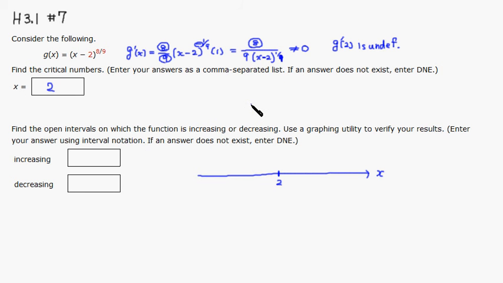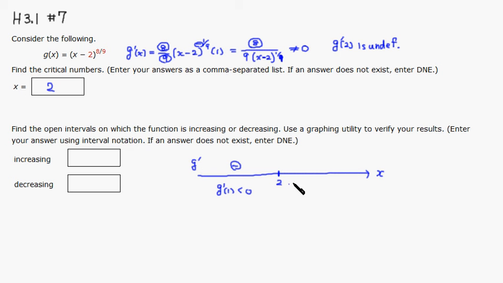If you plug in something smaller than 2, for example 1, then 1 minus 2 is negative. To the 1/9 power is still negative. Times 9, it's negative. If you divide positive by negative, it's going to be negative. So we know that g prime is negative there.